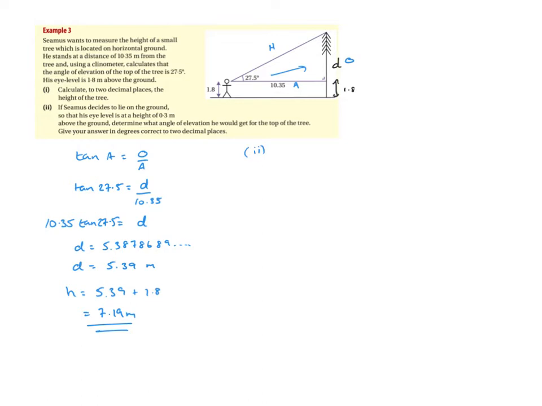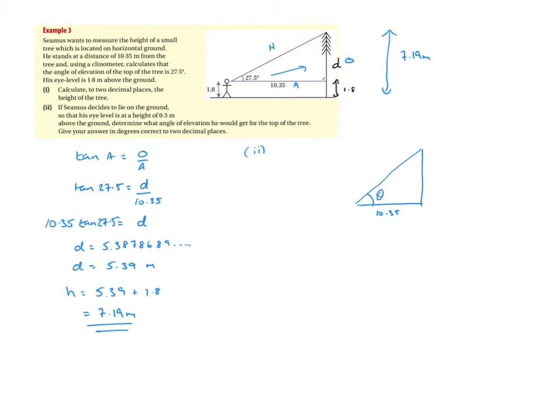So we already know that it's 7.19, don't we? So we know that that total distance from here to here is 7.19 meters. But he says that his eye level is now 0.3 meters above the ground. So we're not going to be using that. So in order to find the triangle that we're going to use here, if we just quickly draw it, we know he's still the same distance, which is 10.35. We're trying to find this angle. I'm going to call it theta, okay?